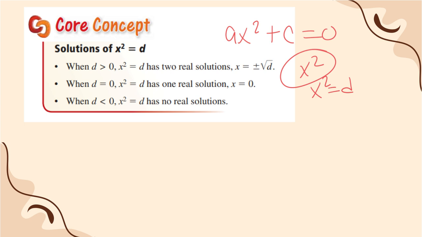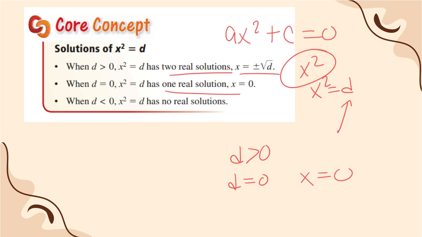But before we do that, remember the core concept is, if d is greater than 0, then we're going to have two real solutions where x is going to be plus or minus the square root of d. If d equals 0, that means we're only going to have one real solution, and x will equal 0 unless it's specified, and then we'll just have one real solution where x equals a number. If d is less than 0, then we have no real solution, okay?